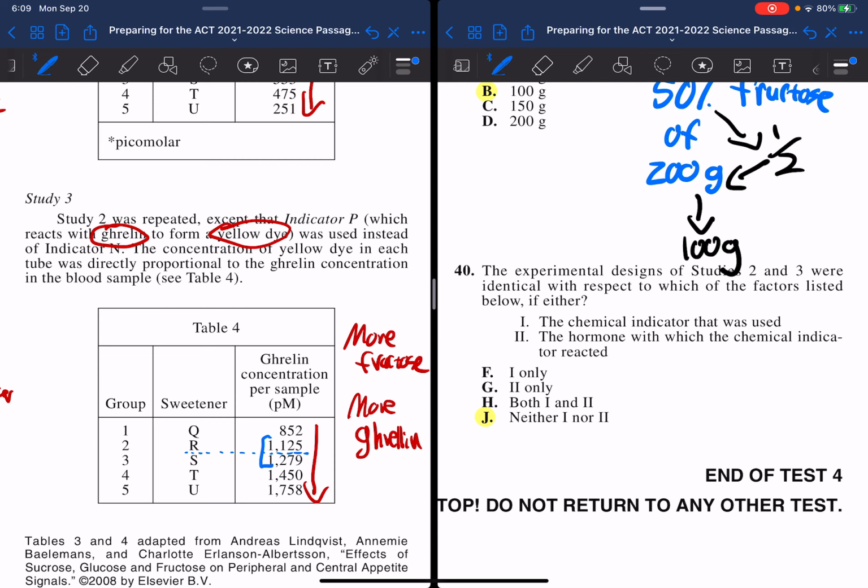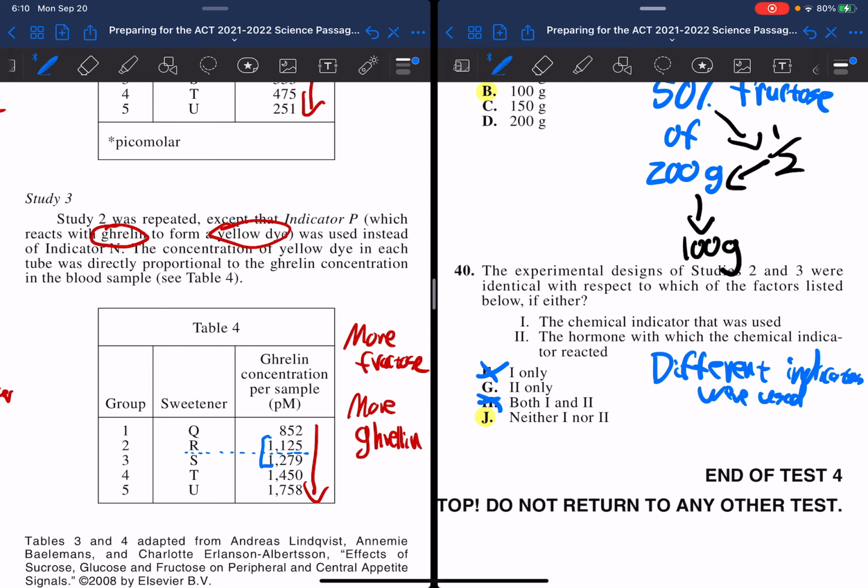So was the identical chemical indicator used? The answer was no. Different indicators. So since different indicators were used, we know that 1 is not included. They're not identical with respect to 1, so that means letter F is gone and letter H is gone.